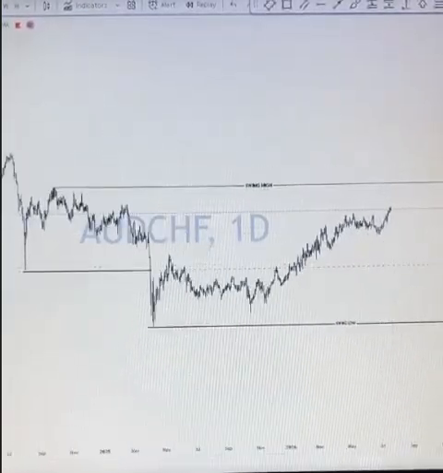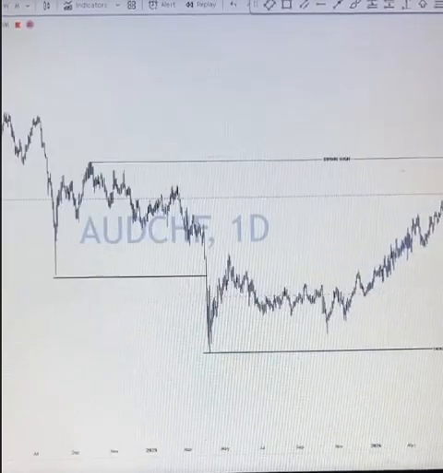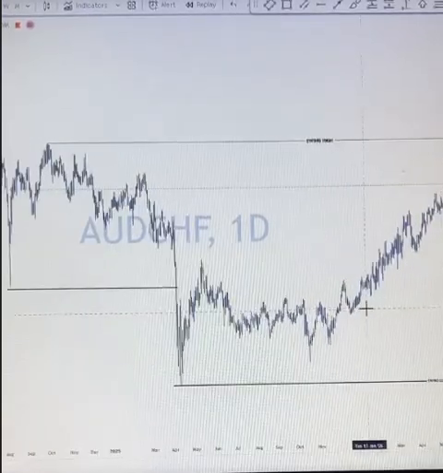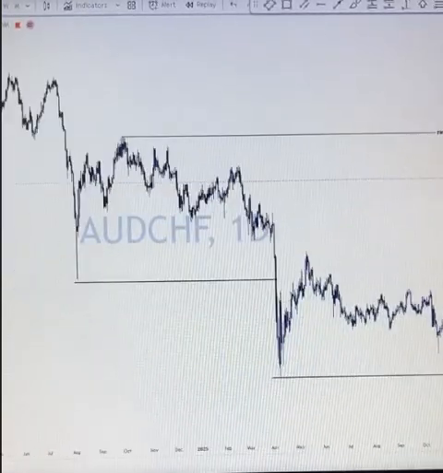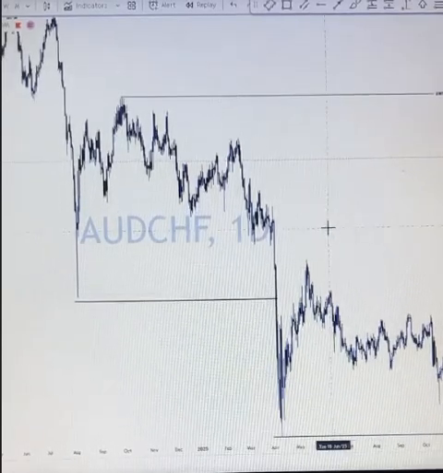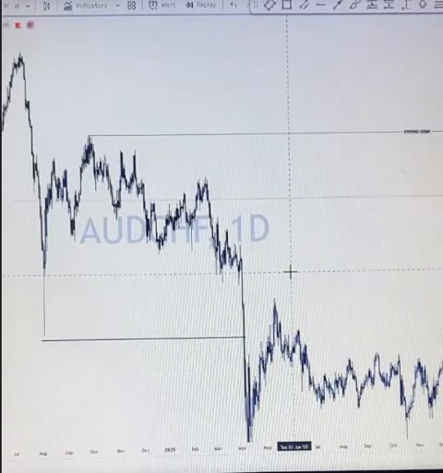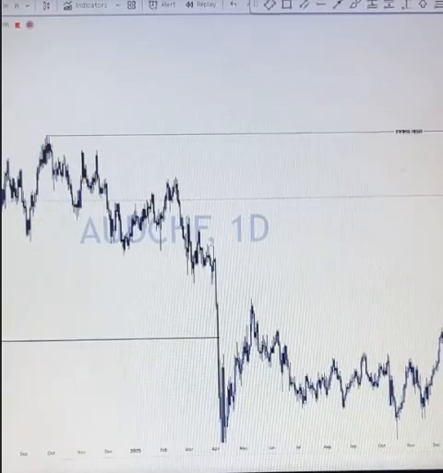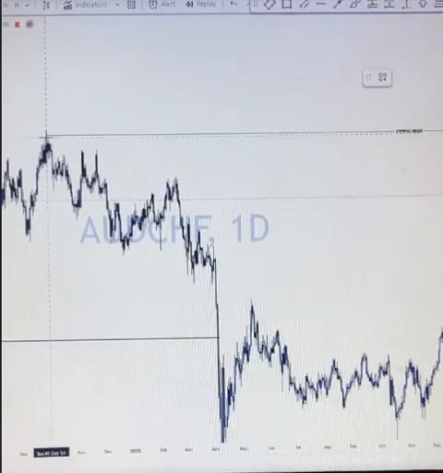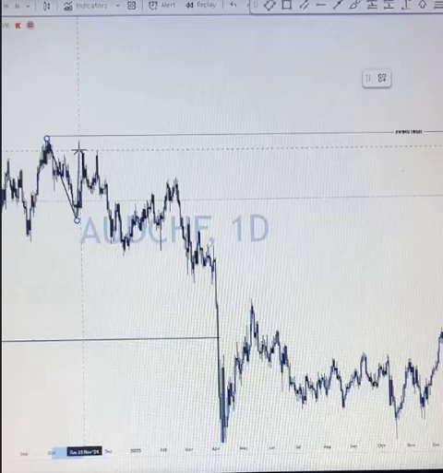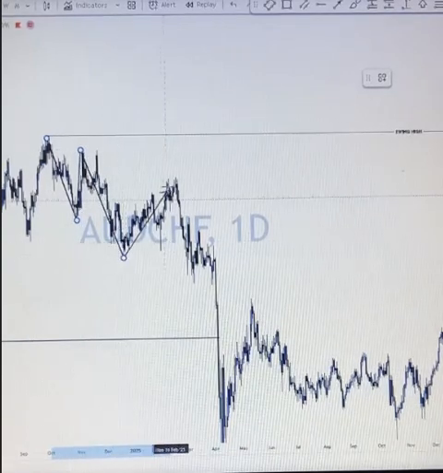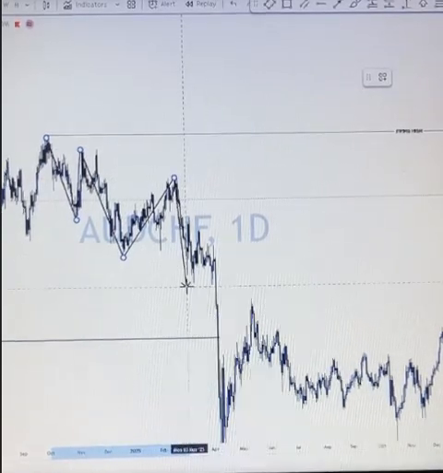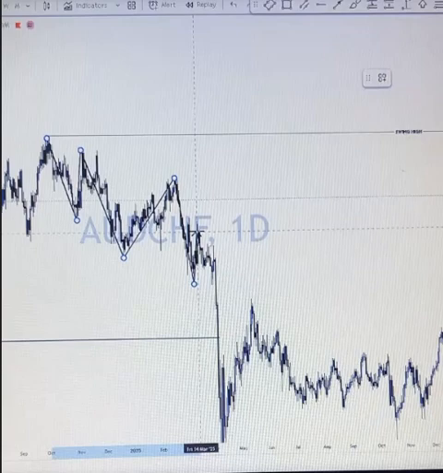Now, what do we do next? After we've gotten our direction, we mark our key levels. Remember, your key levels are the external structures. Your key levels are the external structure, right?